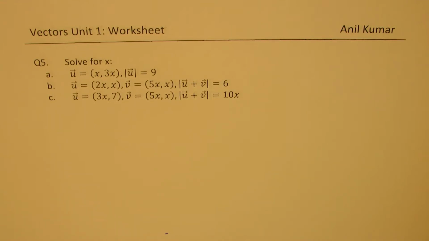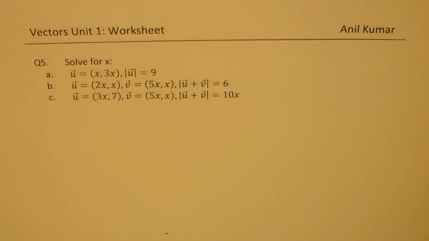Question number 5 from the worksheet is: solve for x. A. Vector u equals x comma 3x and the magnitude of vector u is 9. B. Vector u is 2x comma x, vector v is 5x comma x, and the magnitude of u plus v is 6. C. Vector u is 3x comma 7, vector v is 5x comma x, and the sum of the magnitudes of u and v is 10x. Now you need to solve for the value of x in this particular question. You can always pause the video, answer the question, and then look into my suggestions.